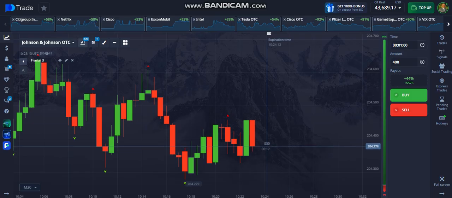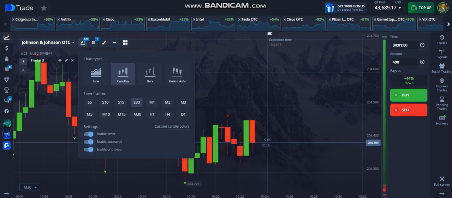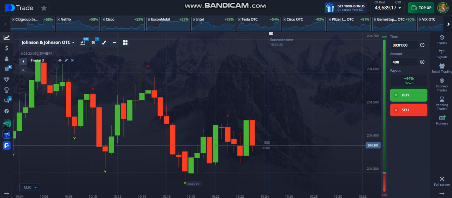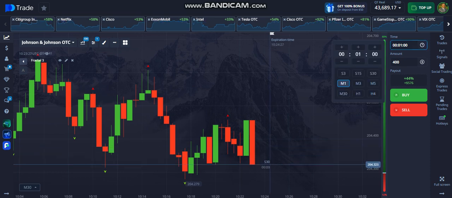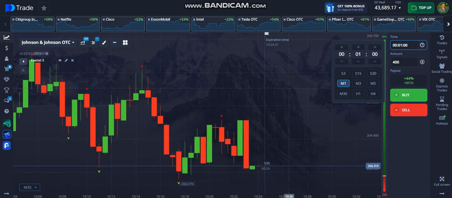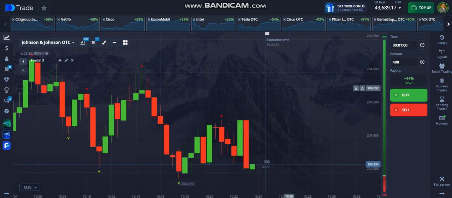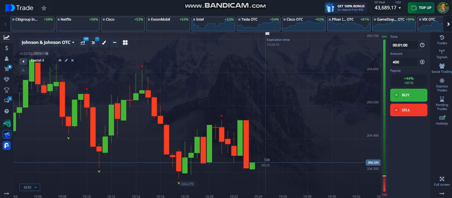And so my candlestick charts, I have them set to 30 seconds, regular Japanese candles. So each of these candles is 30 seconds. And my trade timer is set to M1 or 1 minute. So I'm going to be taking 60-second trades. Okay, so I'm gonna pause the video and look for some setups.